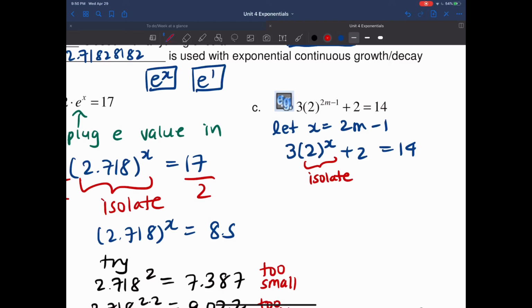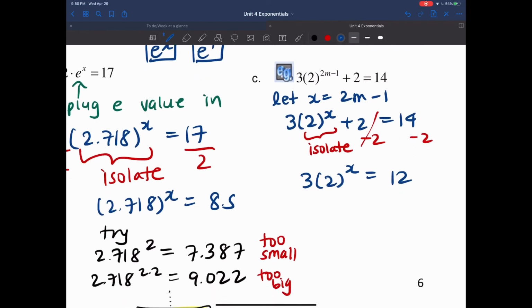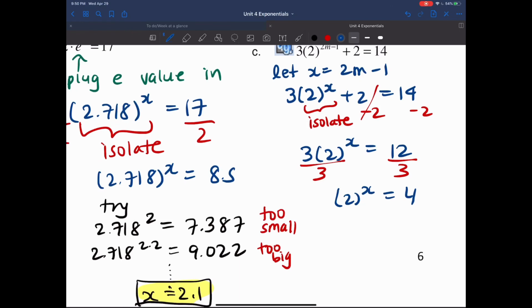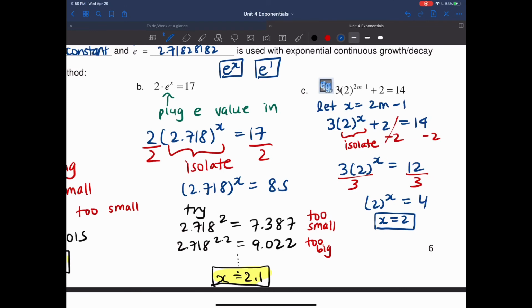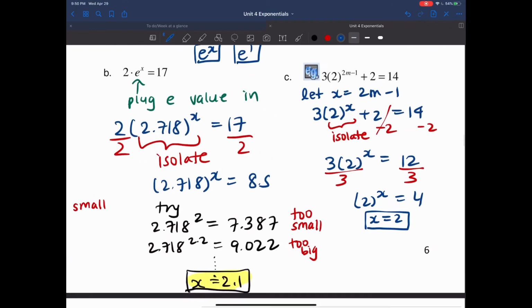So again, by BEDMAS backwards, which means I need to do addition or subtraction, I need to subtract 2 on both sides, and I get 3 times 2 to the exponent x is equal to 12. So as you can tell by BEDMAS backwards, I need to divide by 3. And I get 2 to the exponent x is equal to 4. So note right away, you should realize that x is equal to 2 because 2 to the exponent 2 is equal to 4. But keep in mind, I'm not done yet because I wasn't asked to solve for x. I was asked to solve for m.